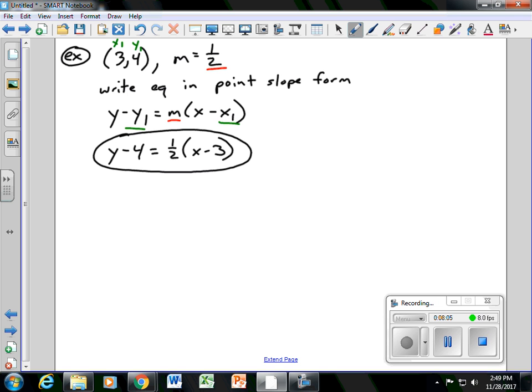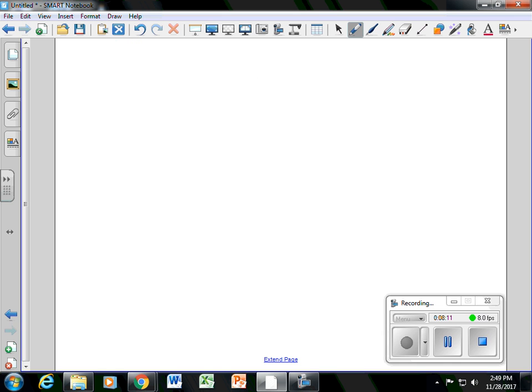And let's try another example. In this example, they're just going to give us 2 points. They're not going to give us a graph. They're not going to give us a slope. They're just going to give us 2 points. So let's say they give us negative 4, negative 1, and negative 9, 2.